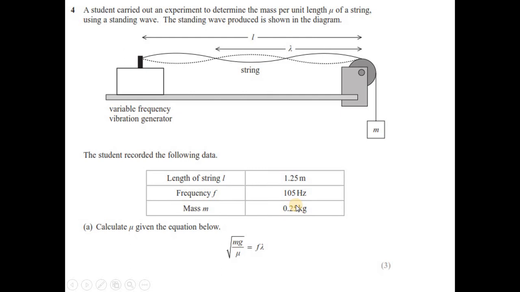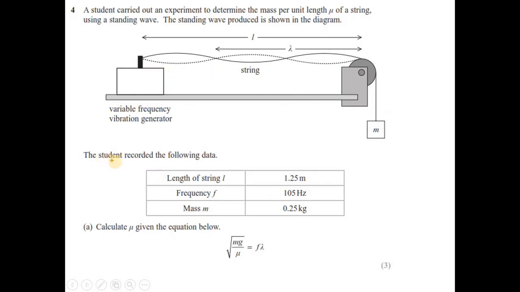Question number 4. A student carried out an experiment to determine the mass per unit length mu of a string using a standing wave. The standing wave produced is shown in the diagram. So this is the diagram, a typical diagram of a standing waves question.